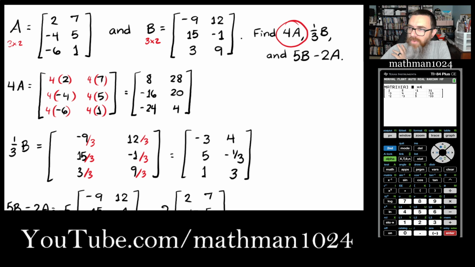So we have 3 rows and 2 columns. So the entries are 2, 7, negative 4, 5, negative 6, and 1. So that's A. All right, so let's go back to the matrix menu and edit matrix B, which is also a 3 by 2, with entries of negative 9, 12, 15, negative 1, 3, and 9.